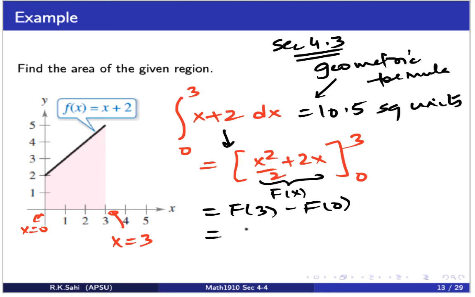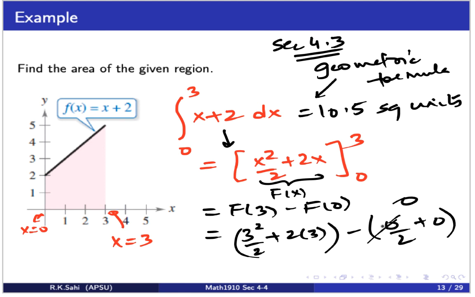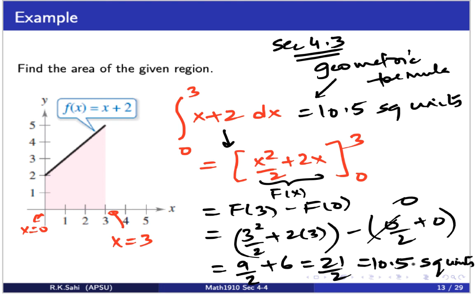Now F of 3 is what? 3 squared over 2 plus 2 times 3. F of 0 is 0 over 2 plus 0, so basically this is 0. 3 squared over 2 is 9/2, so F of 3 is 9/2 plus 6. What's 9/2 plus 6? That's 21 over 2, or 10.5. Now remember, it's saying find the area, so it's going to be 10.5 square units. Okay.